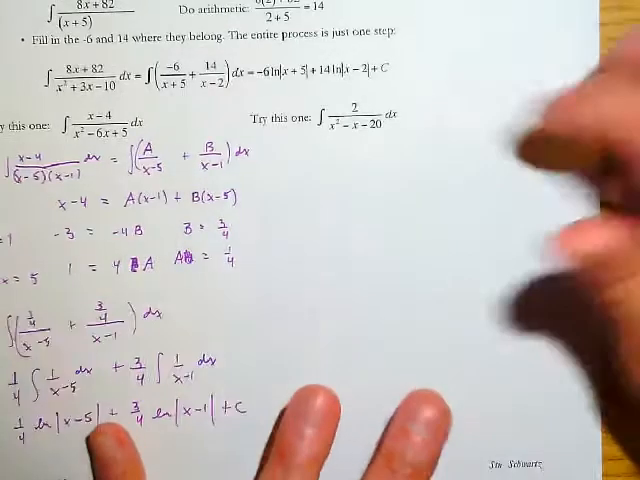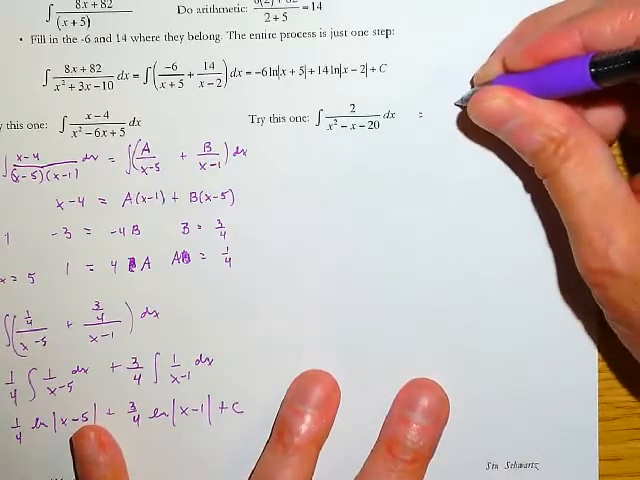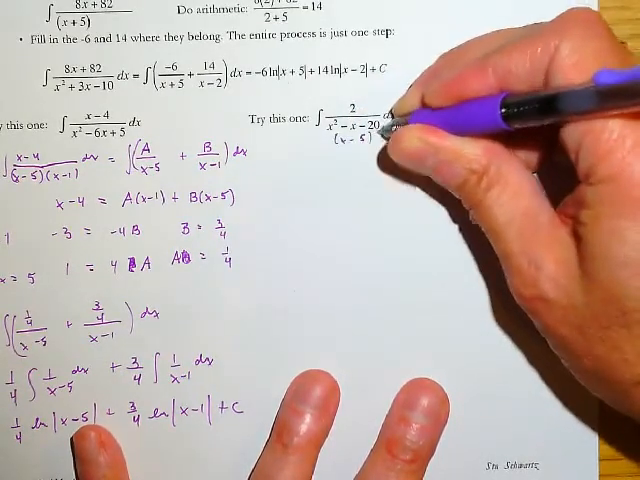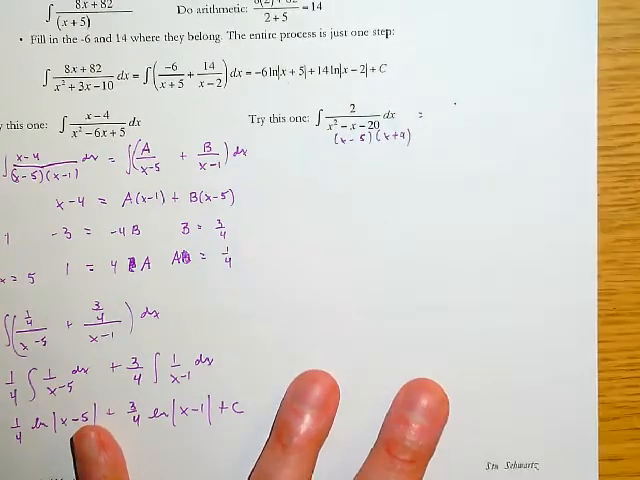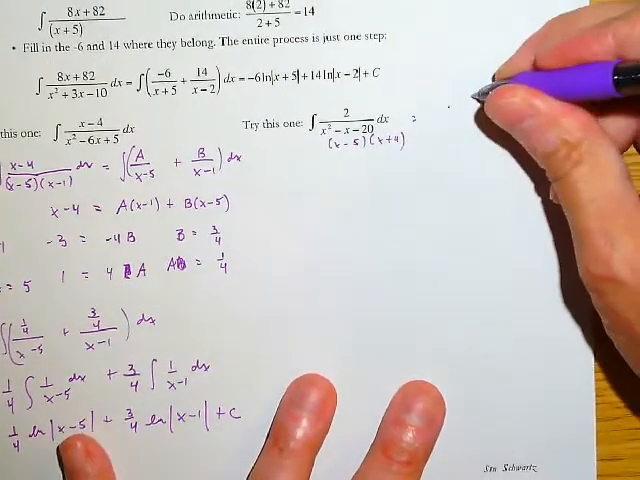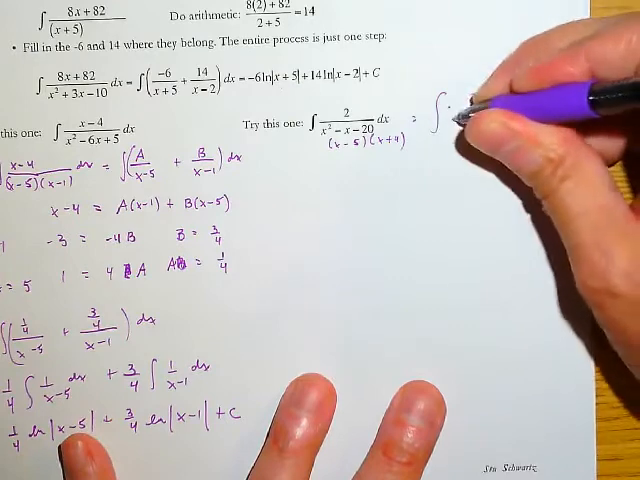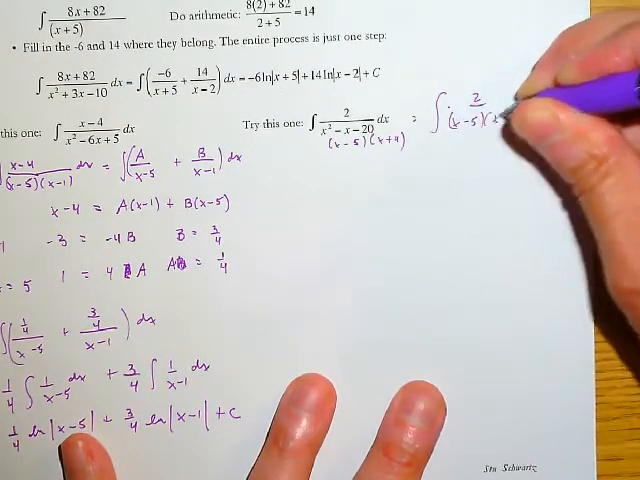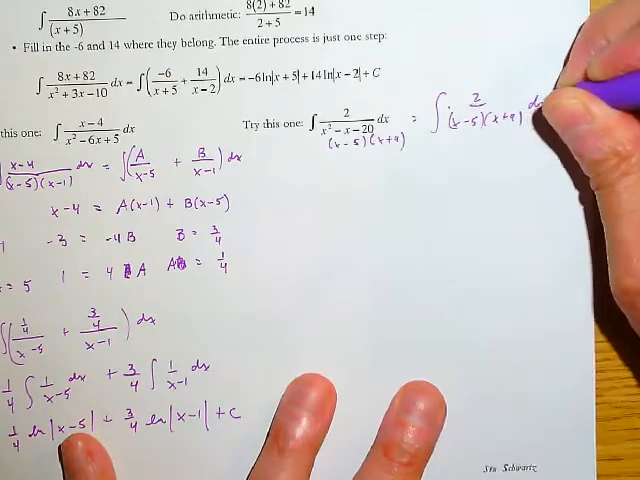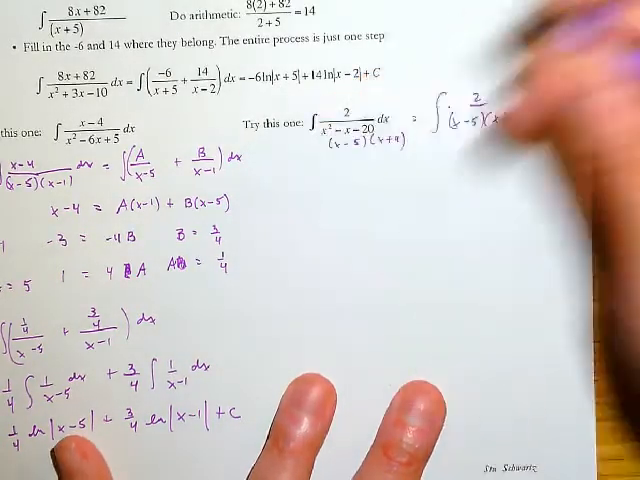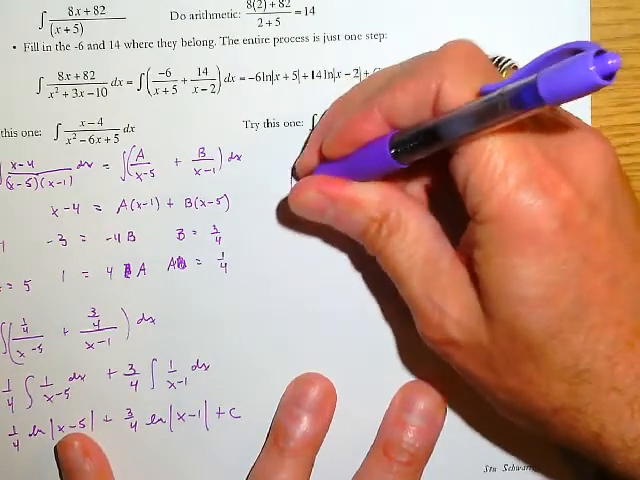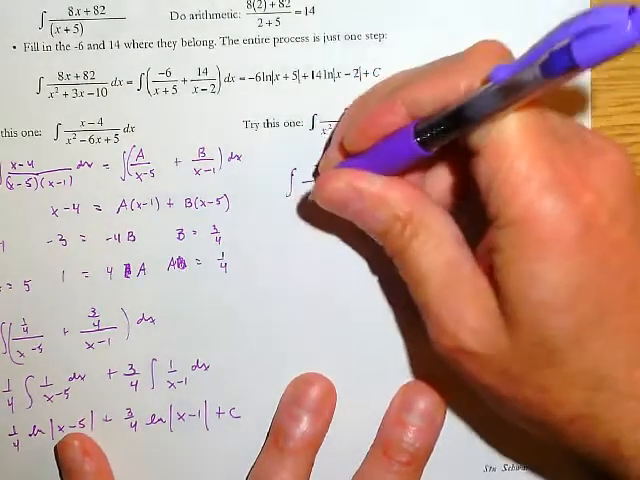What would our setup be for this one? Let's just go ahead and do that one. Isn't this x minus 5 and x plus 4? X minus 5, x plus 4. So that equals 2 times the integral of 1 over x minus 5 times x plus 4 dx. Well, I'm going to set that equal to, I'll just write it again just for good measure.